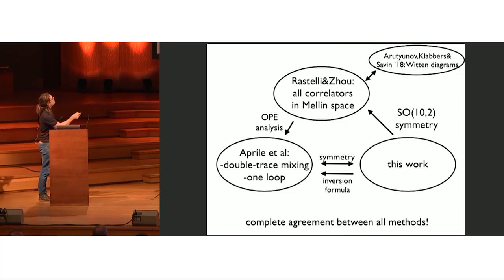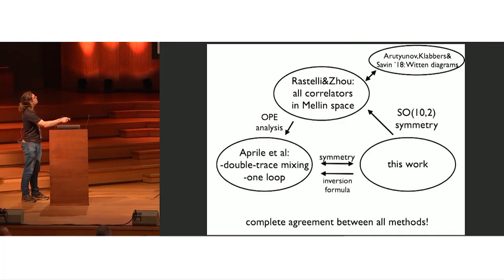So in summary of this, in this work, we've used the inversion formula to compute correlators. We found the symmetry. The symmetry explains the double trace mixing. Using the symmetry, we can also explain a nice formula that was obtained 3 years ago for all the correlation functions in Mellin space. This formula was compared successfully with supergravity Witten diagrams. Basically, all the approaches agree, so that's great.